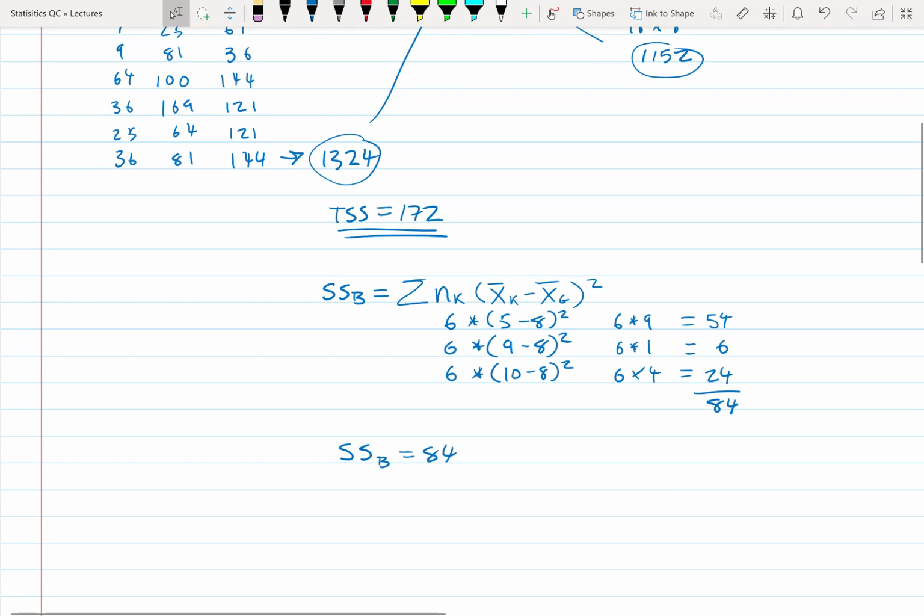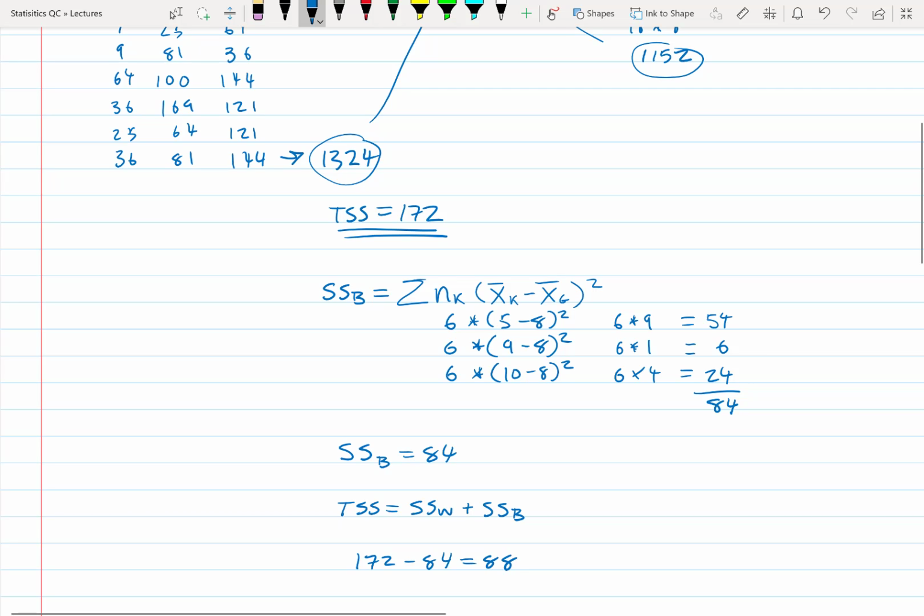And since we know that the total sum of squares equals the within sum of squares plus the between sum of squares, we can easily calculate the within sum of squares, which is going to be 172 minus 84, which equals 88. The same value that we got in the other video when we used the other method of solving the problem. I'm not going to review computing the mean square between or the mean square within, because the numbers are exactly the same as they were.